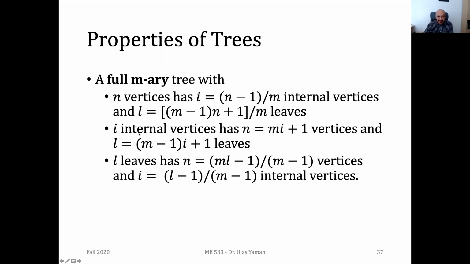And we have another relation between the internal vertices and the leaves. So they are kind of similar expressions, similar relationships represented with different equations, but they have the same meaning. We are trying to relate the number of leaves to the number of vertices and to the internal vertices. Any questions about these relationships?